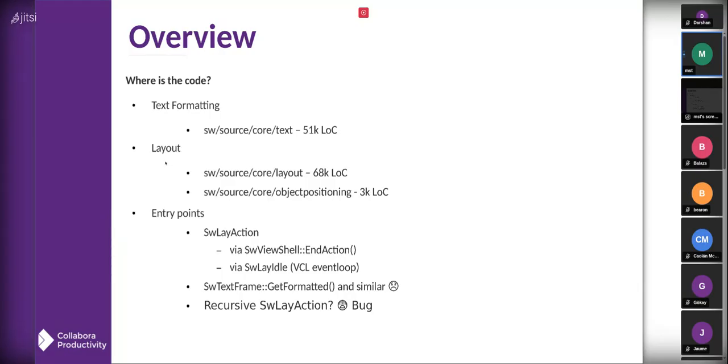And then the other big chunk is the layout code, which is essentially for all of the frames which are not text frames, and this is almost 70,000 lines of code, and it's in the source code layout directory. And then there is some additional code. For some reason, it's in a separate object positioning directory. And yeah, this is not much.